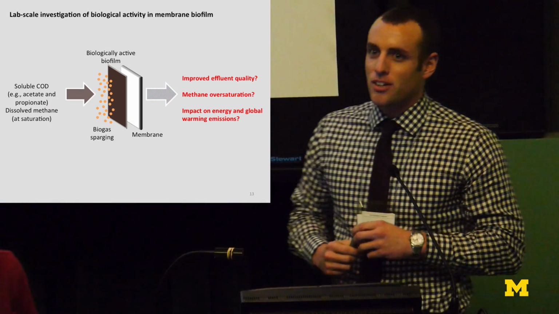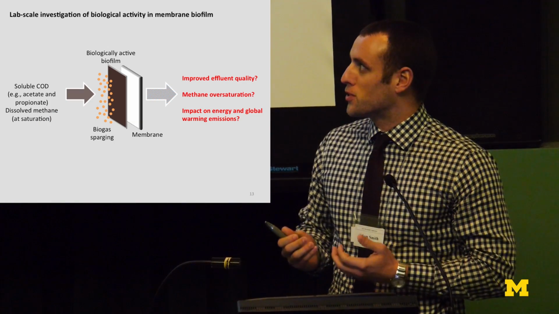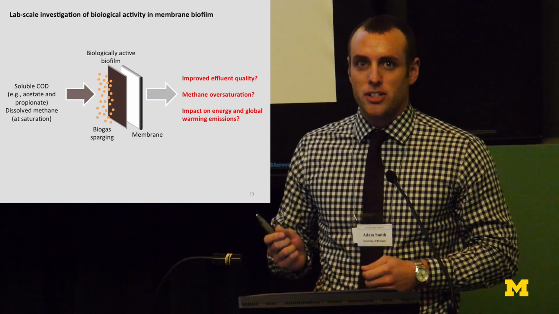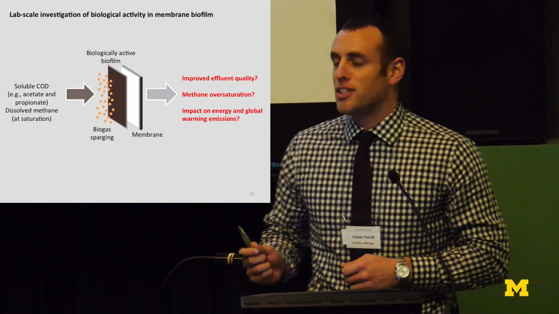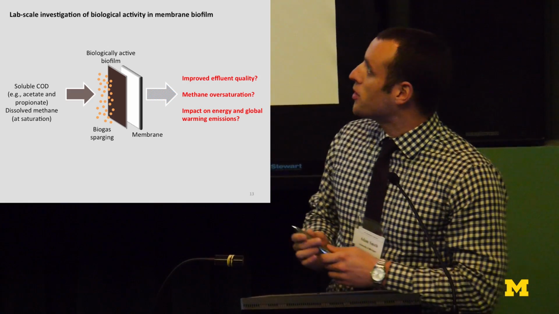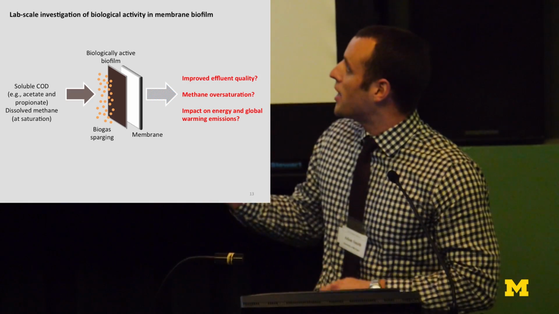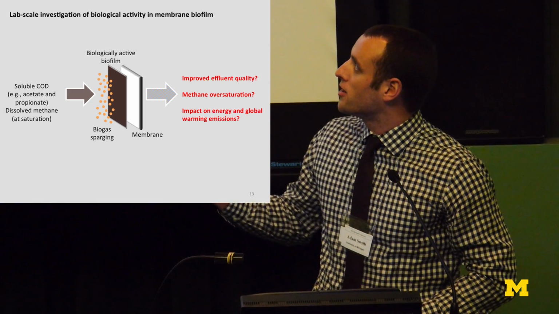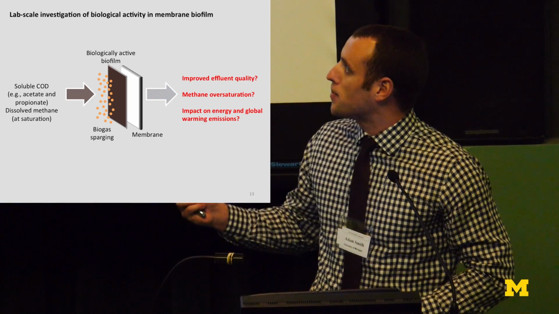All right, thanks, Lauren. So like she said, part of the motivation for this was building off of the LCA and thinking about reducing those biogas sparging energy demands. And so we're interested in how that could affect operation of these systems. So if we look at a simplified schematic with the membrane and this foulant layer that Lauren introduced previously, we have biogas sparging here.